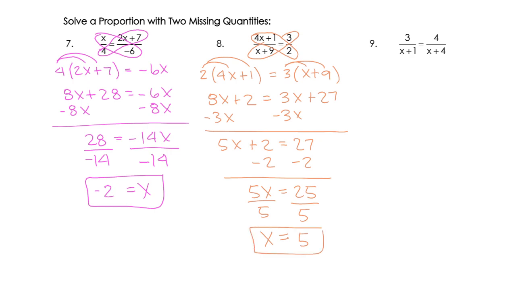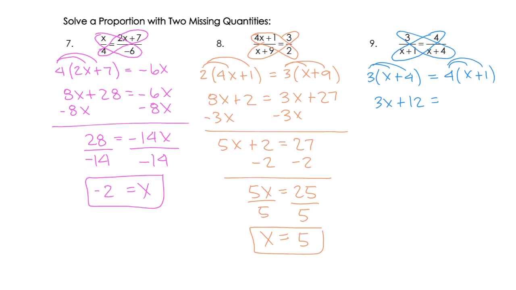Okay, on number 9, our last one here for this section, I'm going to take 3 times (x plus 4), so 3 in parentheses x plus 4 equals 4 times the quantity x plus 1. So then distribute. We have 3x plus 12. And then distribute again on the right side. We have 4x plus 4.